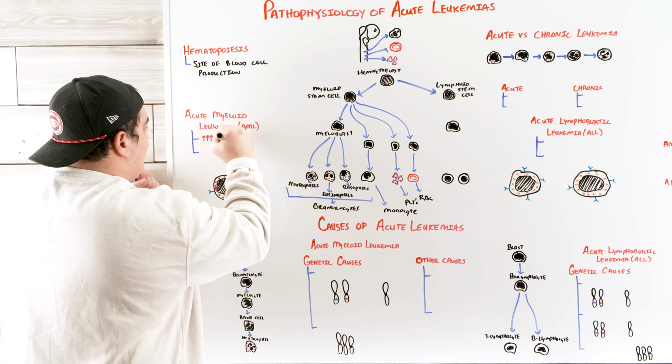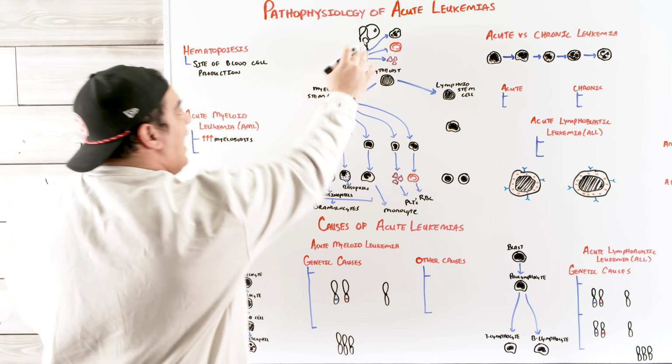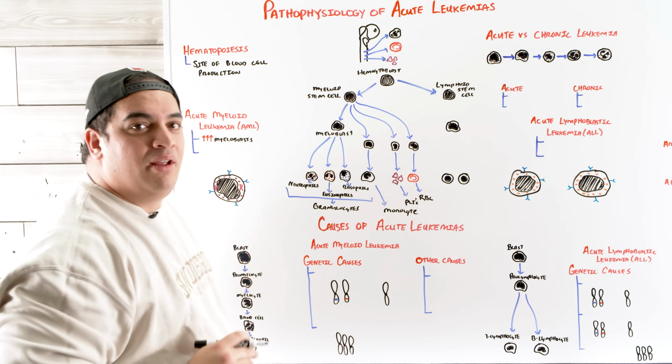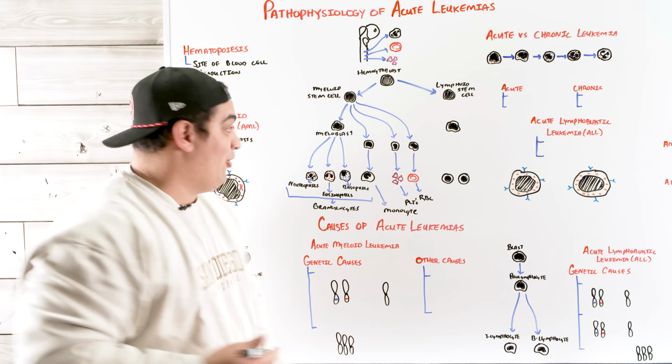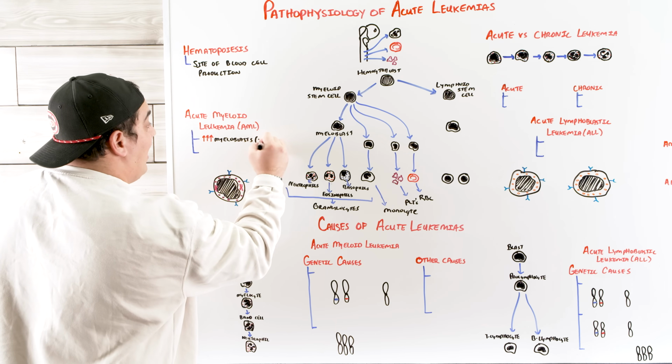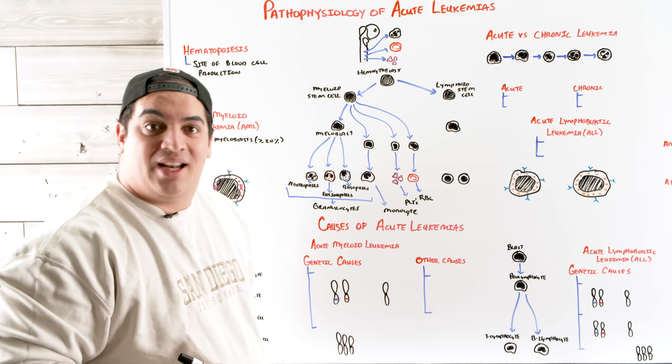If you really want to define it, if I were to take the percentage of these cells and how much they occupy within the bone marrow, you have to have at least greater than or equal to 20% of these cells in the bone marrow. So I really need a lot of these things. That's a significant proportion to account for inside of the bone marrow.